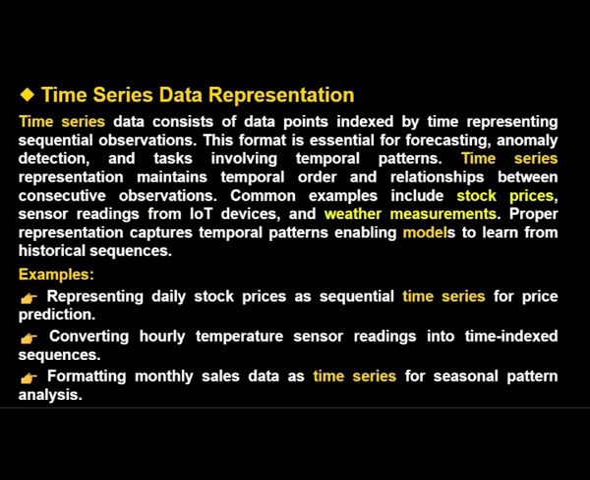The next one is time series data representation. Time series data consists of observations collected over time. In this type of data, the order of values is very important. Time series representation is widely used in forecasting, anomaly detection, and trend analysis. Examples include stock prices, temperature readings, and sales data. Proper time series representation allows models to learn temporal patterns and make future predictions based on historical data.